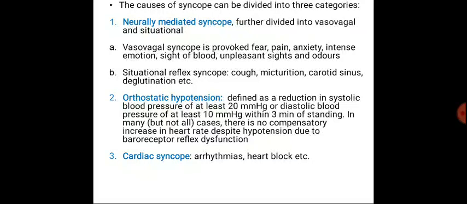The third type of syncope is cardiac syncope. That is because of arrhythmia, heart blocks, etc.